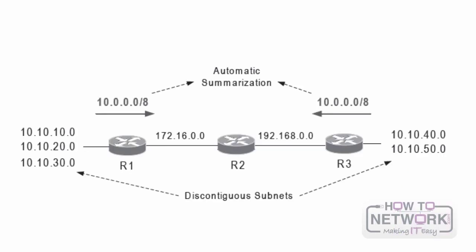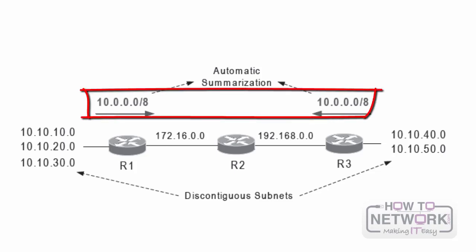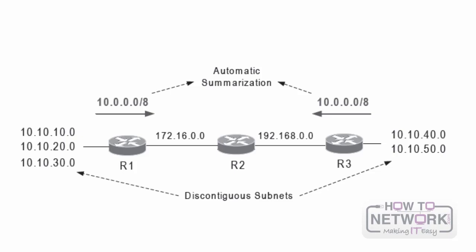Let's look at the following example. Router 1 connects to the following networks: 10.10.10.0, 10.10.20.0 and 10.10.30.0. Router 1 connects to router 2 and then on to router 3, which has connectivity to the 10.10.40.0 and 10.10.50.0 networks. There are also other networks between the routers, such as 172.16.0.0 and 192.168.0.0. Notice the change in classful boundaries that makes RIP automatically summarize the networks behind router 1 and router 3 as 10.0.0.0/8 toward router 2. This can lead to a problem, or it will lead to a problem.